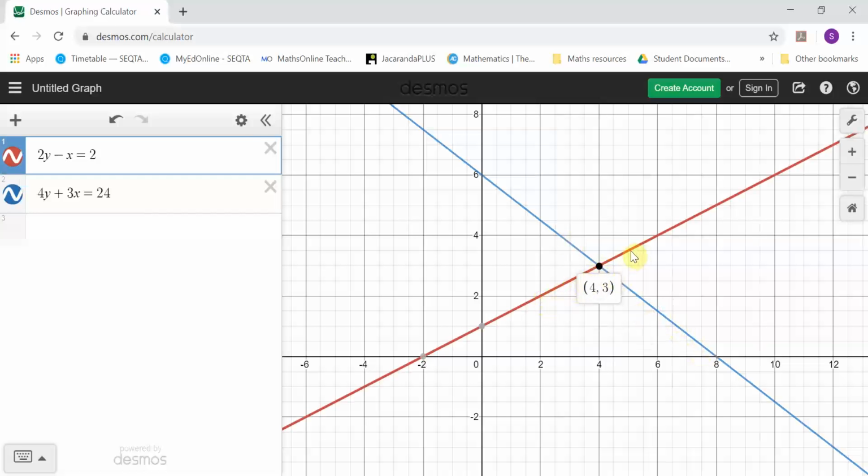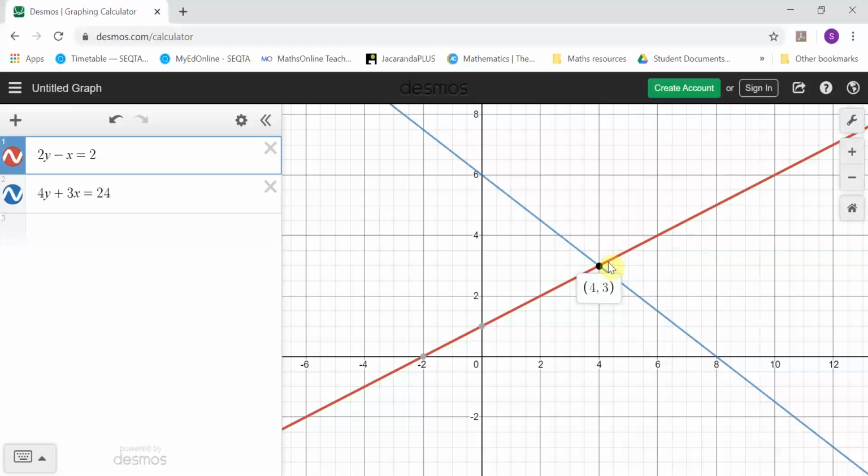So when we're solving simultaneous equations graphically, we look at the graph, look at the point where the two lines intersect, and the coordinates of that point are the solution. So our solution is x equals 4 and y equals 3. All we have to do is look at the picture of the graph, and the intersecting point tells you the solution. That is a solution for both simultaneous equations.